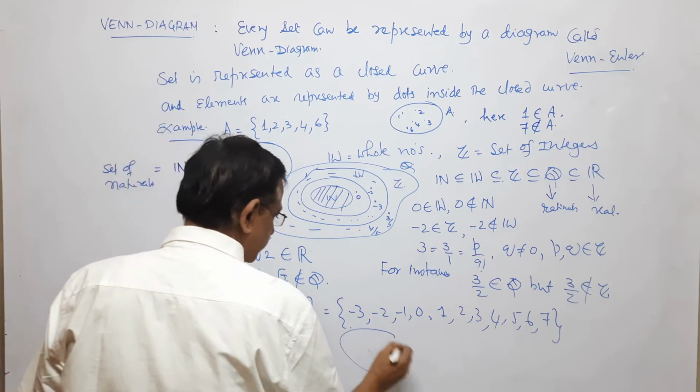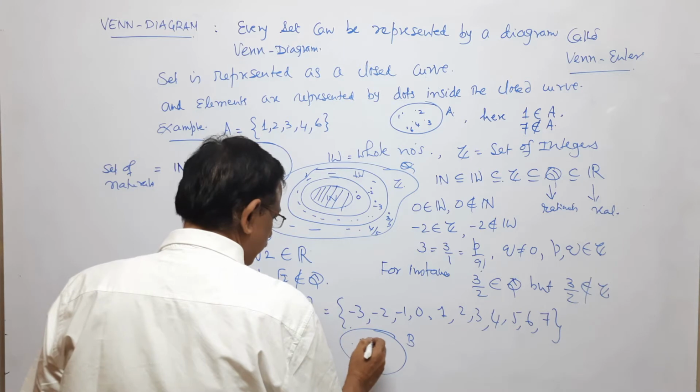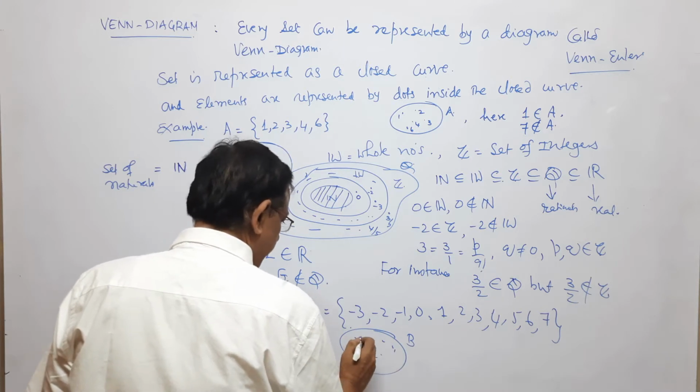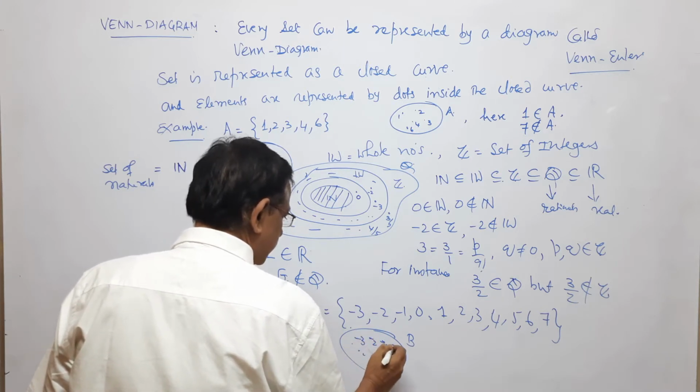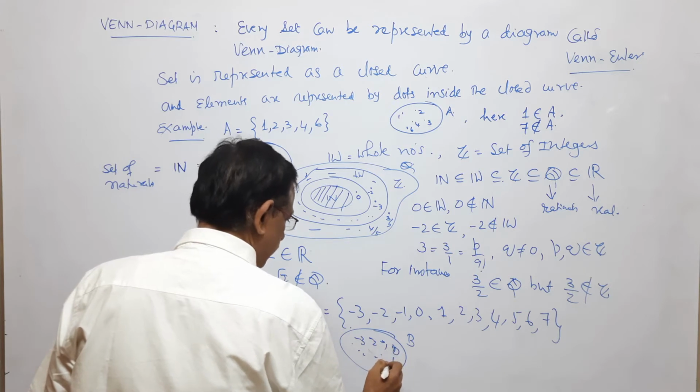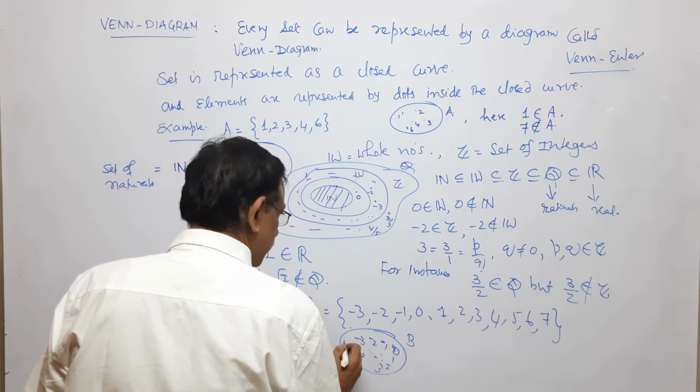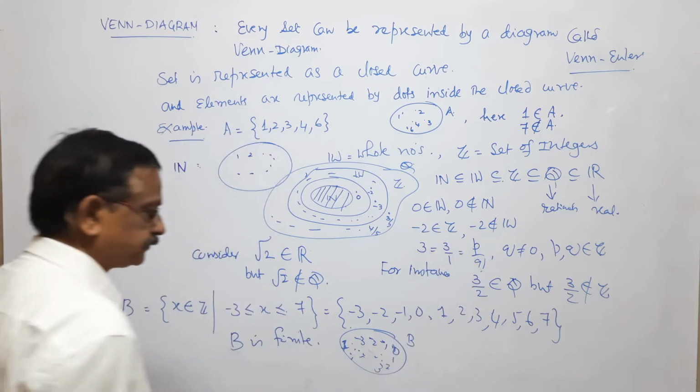Of course, this can be represented like this. You can list out all the 11 elements: minus 3, minus 2, minus 1, 0, 1, 2, 3 and so on, up to 7.